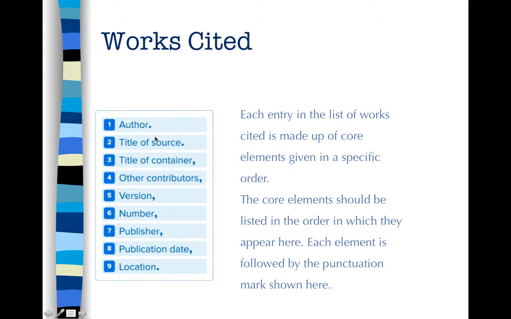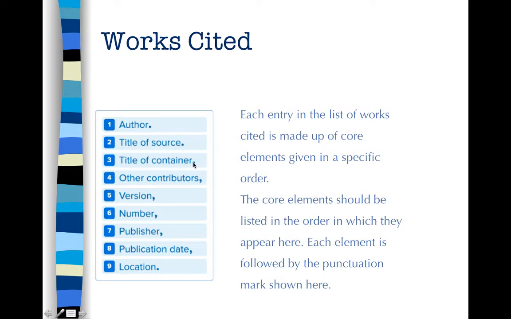Generally speaking, a works cited citation would be formatted in the following way, in the following order, with the punctuation for each element in the citation listed after. So this is a good starting graphic. However, it's important to understand that not all types of sources will have a version or a number. Books won't have version or number, and journal articles might not have location. So this is just kind of a general outline of which elements we include in our citations and what punctuation comes at the end.